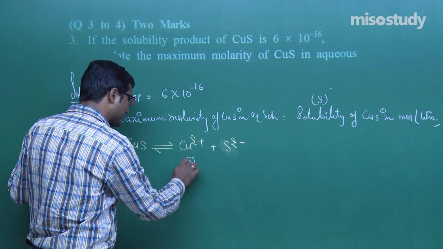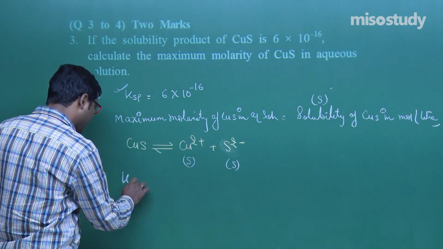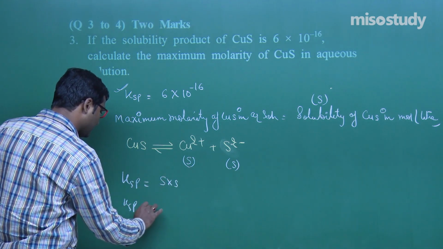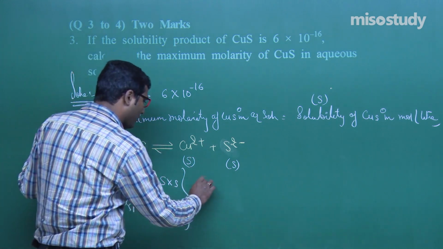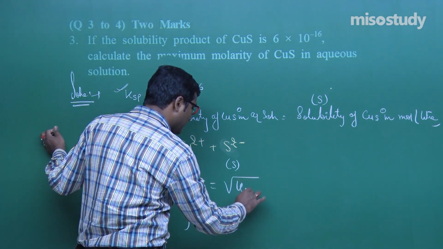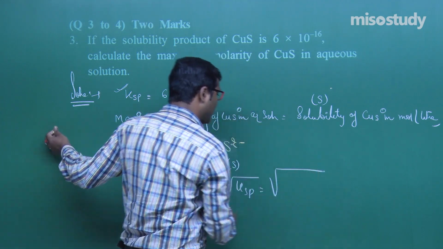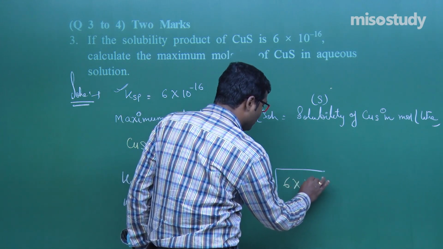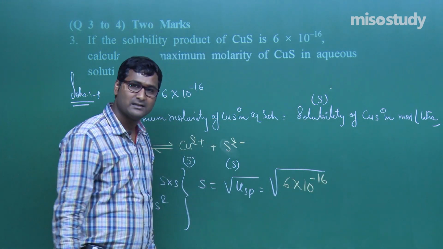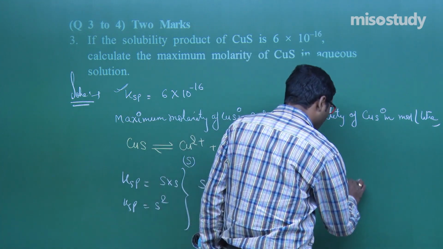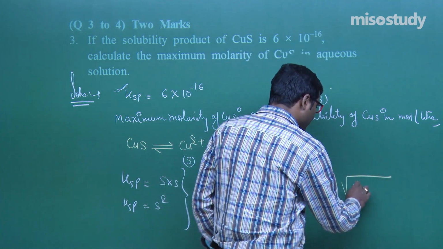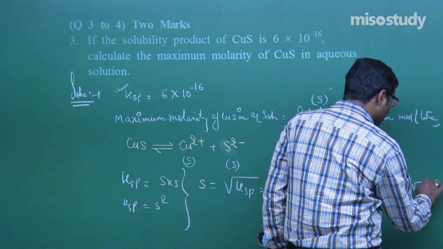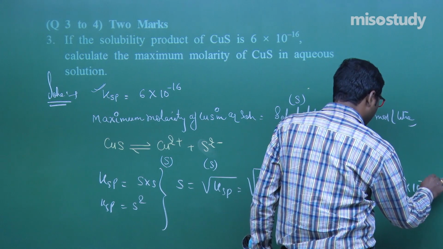Now this is S and this is S, and KSP is equal to S into S, that is KSP is equal to S square, or S is equal to root under KSP. What is KSP? KSP is equal to 6 into 10 to the power minus 16. Now you can write root under 6 into 10 to the power minus 8 whole squared, that is root 6 into 10 to the power minus 8.